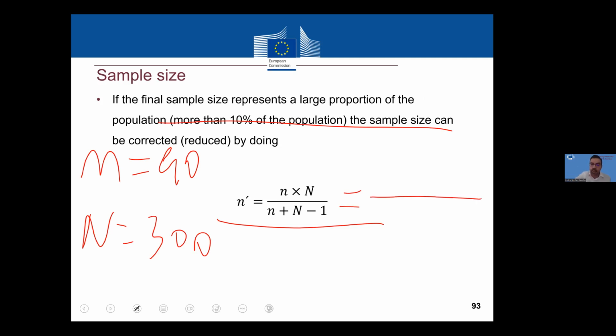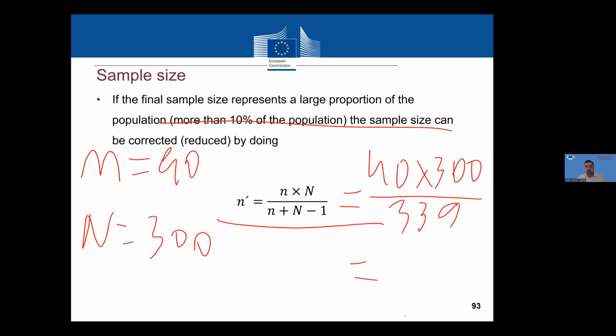For instance, in my example, 40 times 300 divided by 339, just for the sake of the example, gives us around 36. Well, it's not extraordinarily impressive, but it's still good. I saved 4 audits. Instead of auditing 40 operations, you can audit just 36 operations, okay?